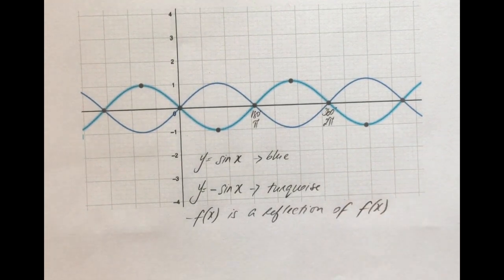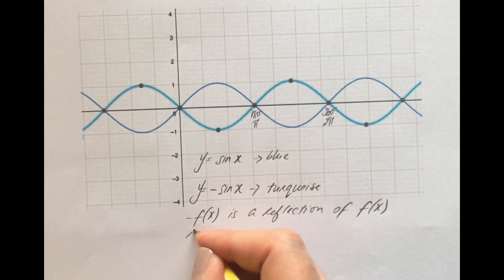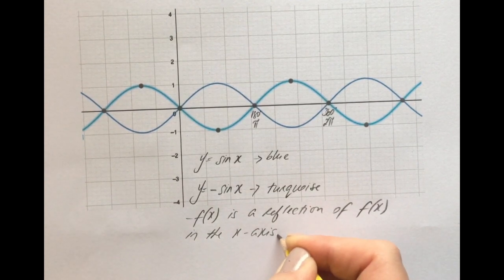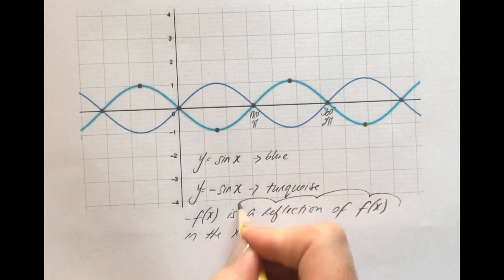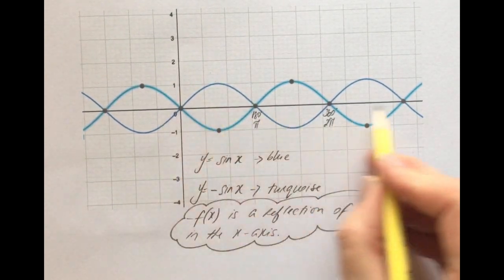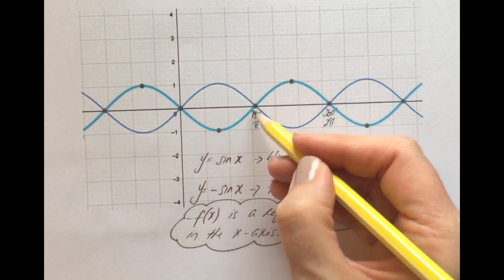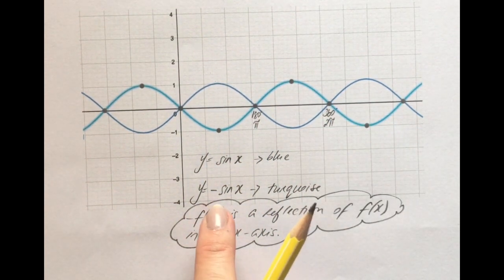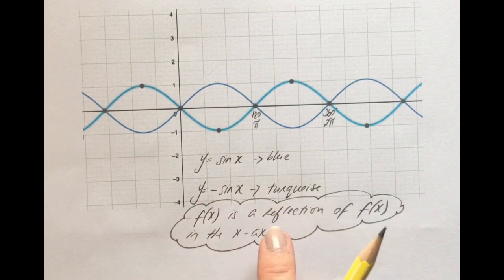of whatever function it was, f of x, in the x-axis. In other words, your x-axis acts like your mirror line, and then you just reflect that original shape in that line. So anytime you have a minus, the effect it has is a reflection of the original in the x-axis.